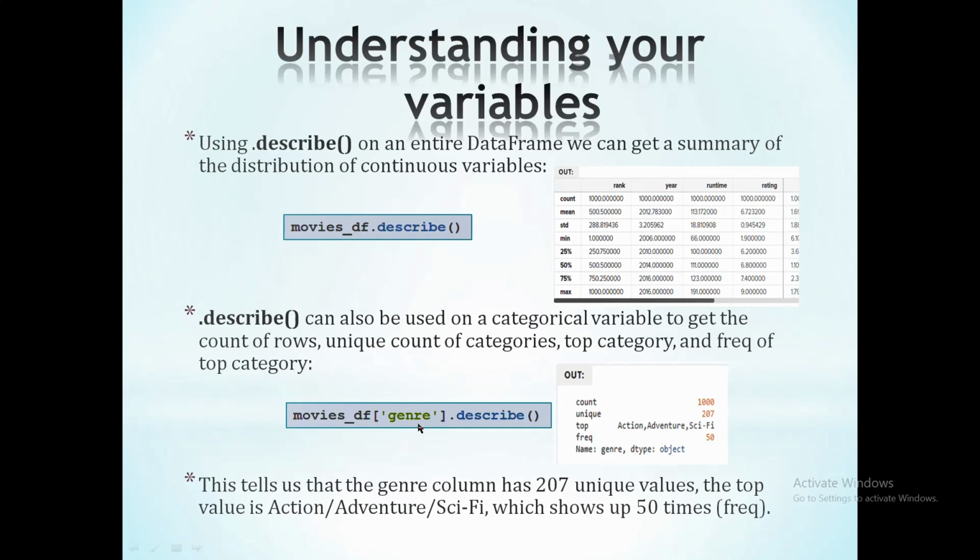When I use the genre column along with describe, I am getting count equal to 1000, unique equal to 207, which means the genre column has 207 unique values. The top value is action, adventure, science fiction, which shows up with a frequency of 15. This is how describe is used to summarize the individual columns of the data frame.